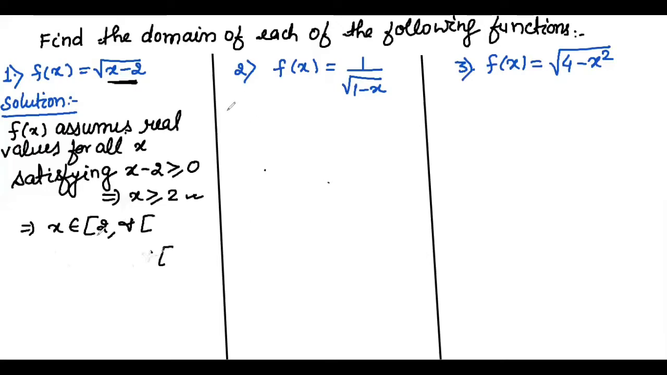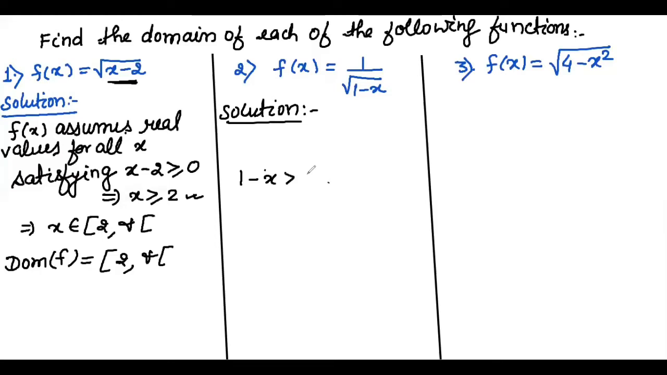Similarly, second question, that is f(x) = 1/root over (1-x). So here f(x) assumes real values for all x satisfying 1 - x greater than 0. Means we have to take 1 - x > 0.